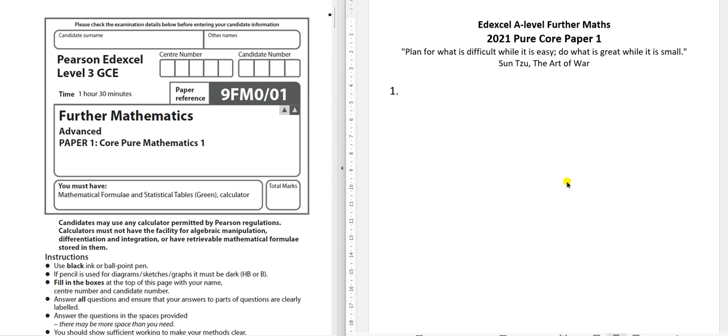Plan for what is difficult while it is easy. Do what is great while it is small. Every large task can be broken down into smaller pieces, and it's only by dealing with those smaller pieces that you're going to effectively tackle the entire thing.